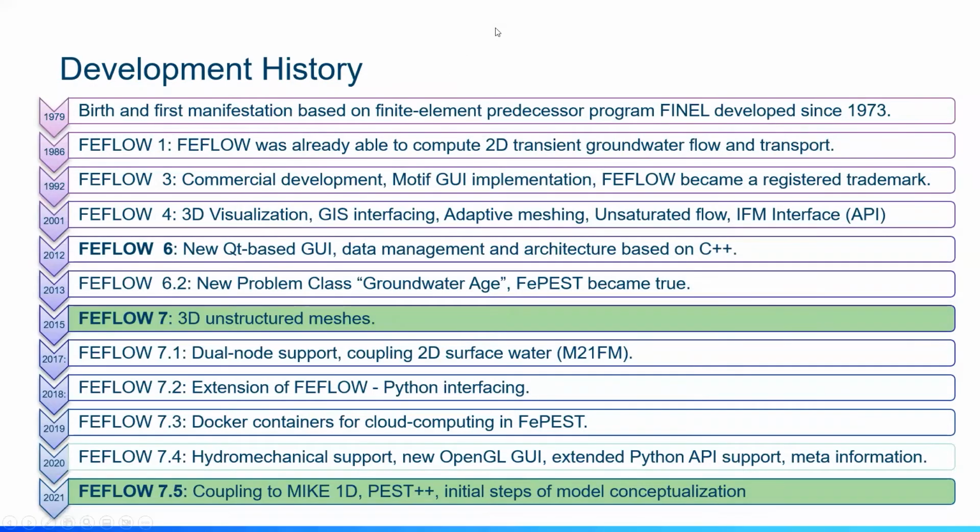If we look back at the latest developments of FEFLOW, there are two things that I would like to highlight from this timeline. In 2015, we had the release of FEFLOW 7, when we introduced the 3D and structured meshes in the software. Basically, we extended the library of finite elements in FEFLOW, initially based on triangles and prismatic elements, now to tetrahedrals, pyramids, and others.